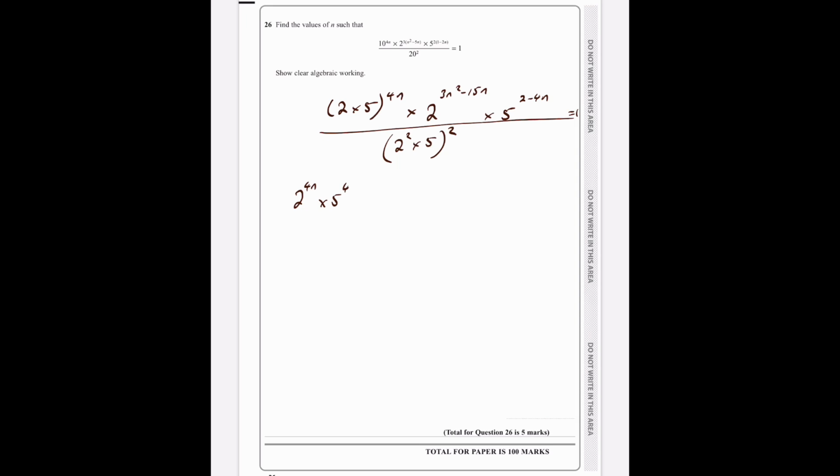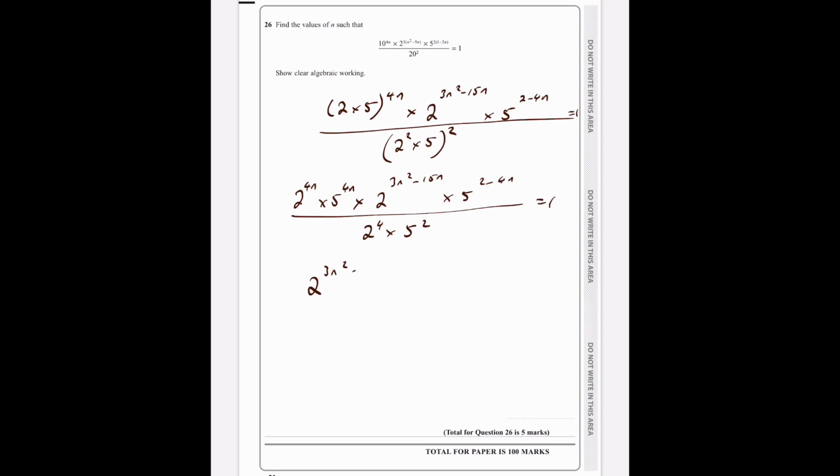And I'll leave the other 2 and 5 in the numerator alone for now, and split the denominator up into 2 to the 4 times 5 squared. Now at this point, if you look carefully, all of the 5's will cancel. You could imagine doing 5 to the 4n times 5 to the 2 minus 4n. The 4n's will cancel, and you'll get 5 squared divided by 5 squared. So that will cancel. So we're just looking at the 2's now.